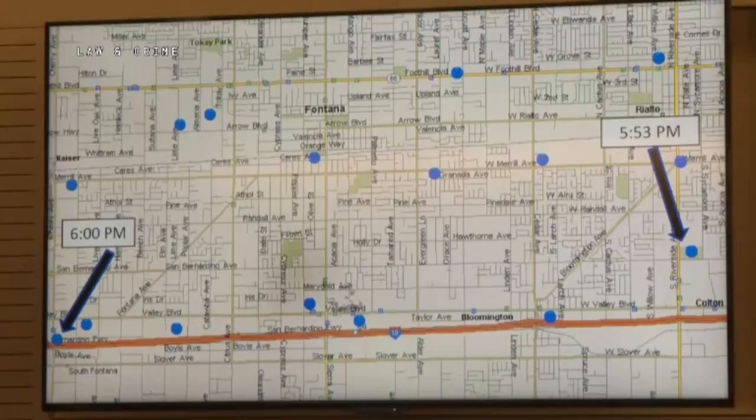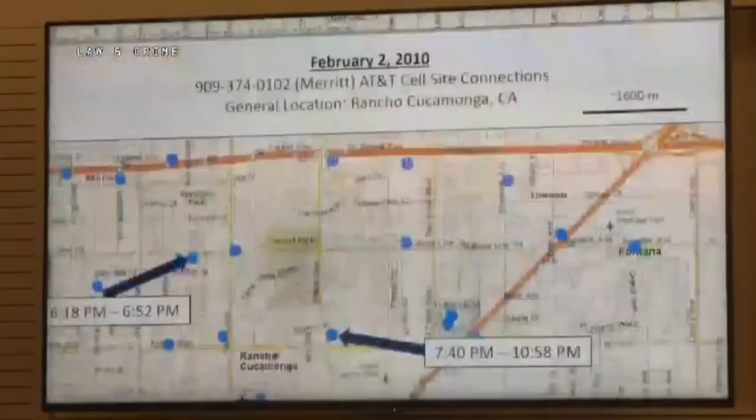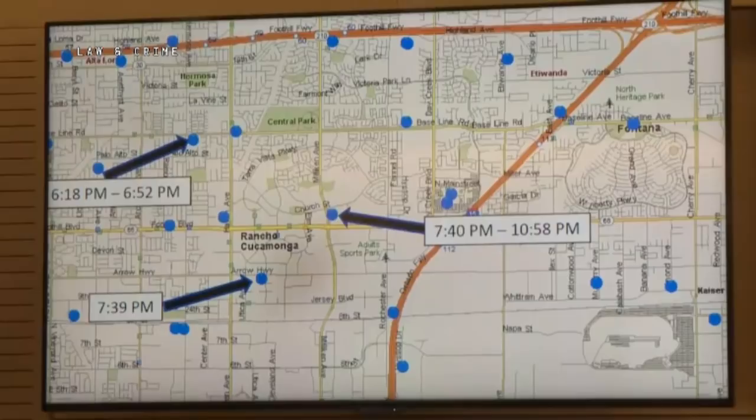Okay. Are we moving to 458? Yes. Okay. Are we still on February 2nd? Yes. These calls range from 6:18 p.m. through 10:58 p.m. And there are three different cell towers used in the Rancho Cucamonga area.